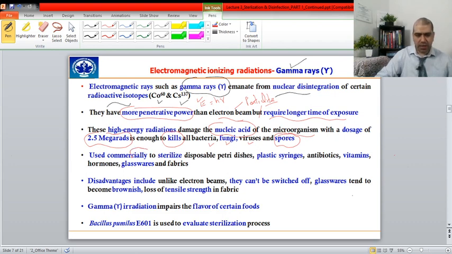Commercially, it is being used for sterilizing many different kinds of things which we use in the laboratories. For example, petri dishes, plastic syringes, antibiotics, vitamins, particularly vitamin B1, riboflavin B2, and B12 cyanocobalamin, which is used for the production of red blood cells and also for the production of hormones, and also glassware and fabrics. You can sterilize them by using gamma radiations.